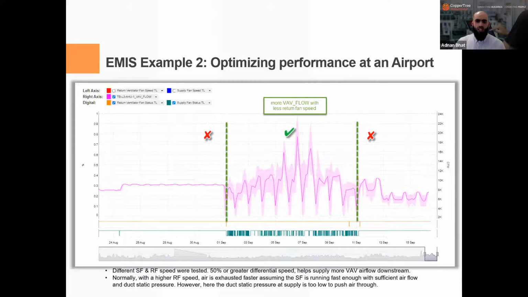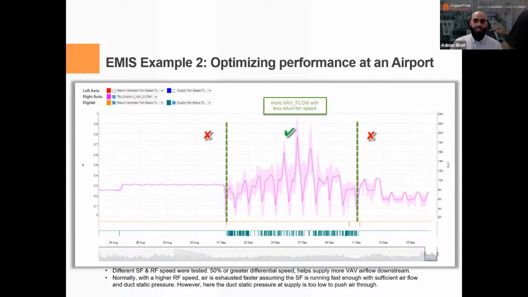Now, normally, with a higher return fan speed, air is exhausted faster, but that is assuming that the supply fan is running fast enough and has sufficient airflow and sufficient duct static pressure. However, in this particular case, the duct static pressure at the supply was too low to push the air through. Hence, we notice an opposite effect. So keeping the exhaust or return fan slow would help build enough pressure to supply air and thus ventilating air faster at the zone VAV boxes.